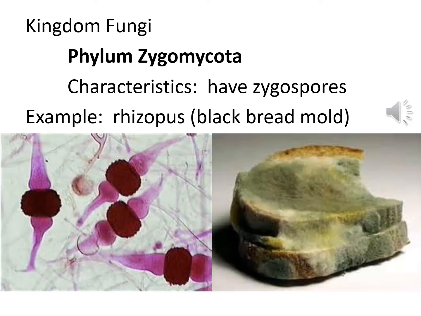Rhizopus is officially in phylum Zygomycota. The characteristics of the phylum is that it has zygospores. What's a zygospore? First of all, it's not on the handout, but check with your lecture instructor on the lecture notes. A zygospore is going to be a reproductive structure for some fungus.